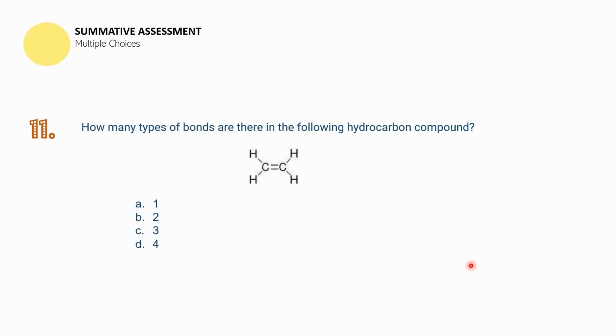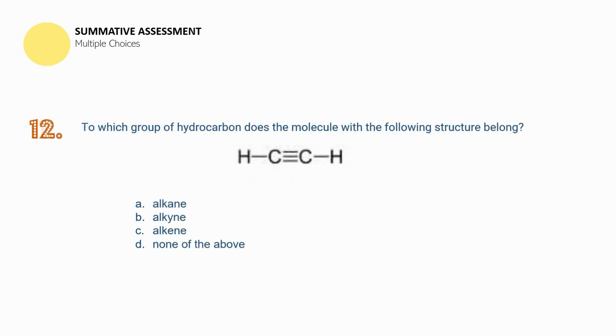If you have decided to continue, let us proceed with question number 12. To which group of hydrocarbon does the molecule with the following structure belong? So it's right here. A. Alkane, B. Alkyne, C. Alkene, and D. None of the above.